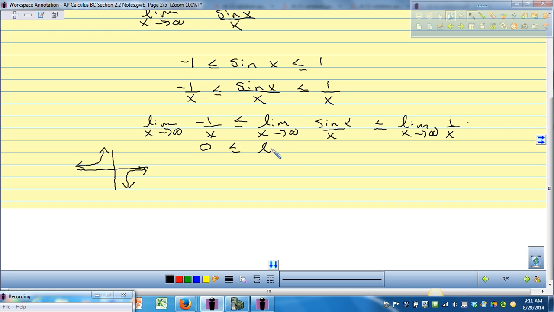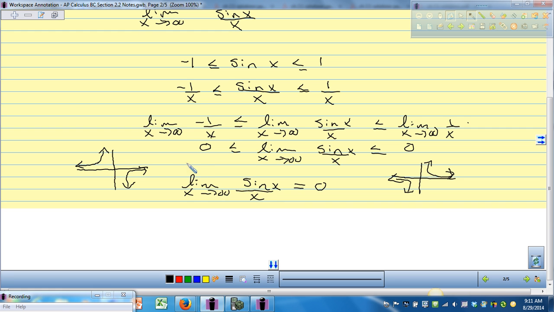That is less than or equal to the limit as x goes to infinity of sine x over x, the one we're trying to figure out, which is less than or equal to the limit as x goes to infinity of 1 over x. That is 0 also. So the limit we are trying to solve, the limit as x goes to infinity of sine x over x, is what? It is equal to 0. That's another one that you might add to your list of things to know, because it is helpful in different types of problems.